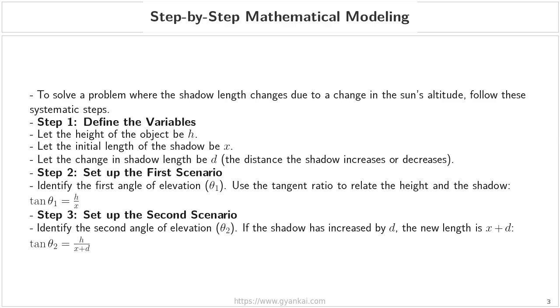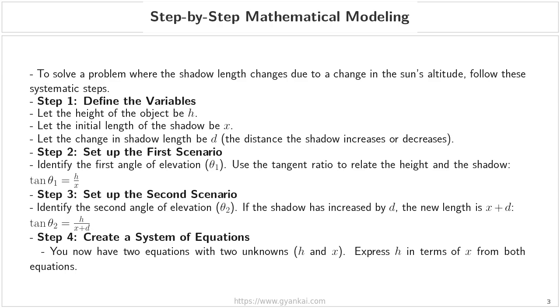Step 3 is setting up the second scenario. Now, identify the second angle of elevation, which we'll call θ2. This is the crucial part. If the shadow has increased by our distance d, your new shadow length is no longer just x, it is now x plus d, so your second equation will be tangent of θ2 equals h over x plus d.